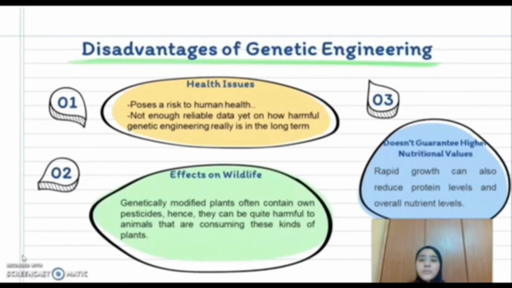Okay, even though we can genetically engineer animals and also plants to get higher nutritional levels, but we cannot expect the outcome untuk come out the same as what we planned. Also, rapid growth can also reduce protein levels and overall nutrition levels.